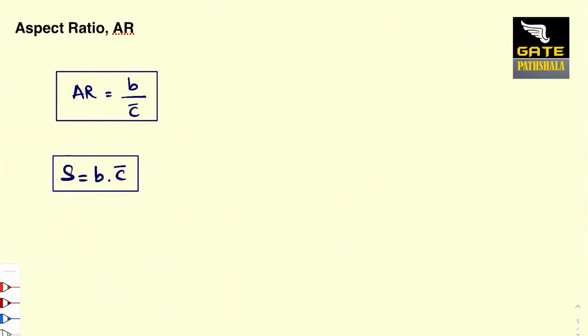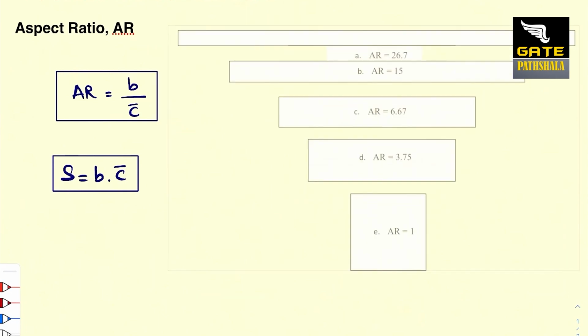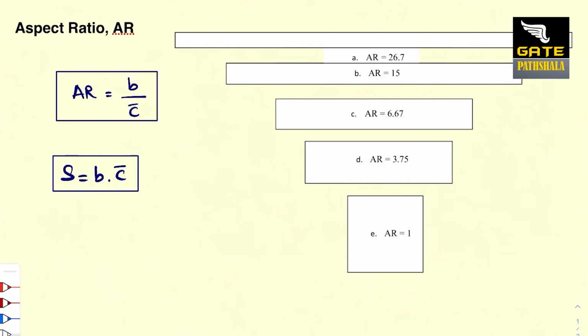Now, we can have multiple wing planforms for the same wing planform area, as this. So, when we redefine its wingspan, for the same wing planform area, we can have multiple shapes as shown in figure A, B, C, D, E. So here the aspect ratio from the bottom, if you see, is ranging from 1 to 26.7. Okay?